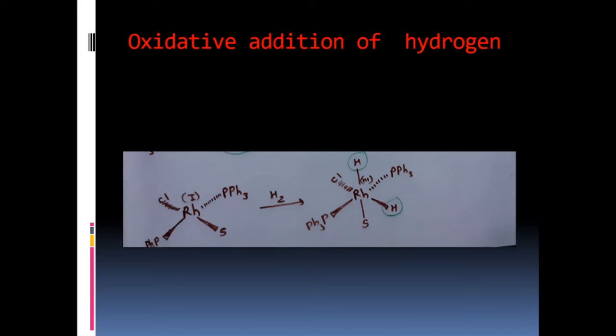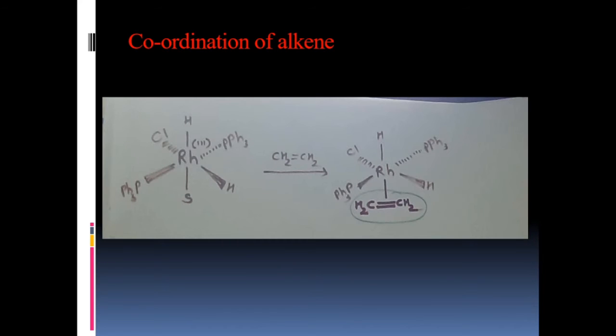Now next is coordination of alkene. Now the alkene is added into this species, which undergoes pi bonding. Because of pi bonding, the alkene is added. This is the coordination of alkene.